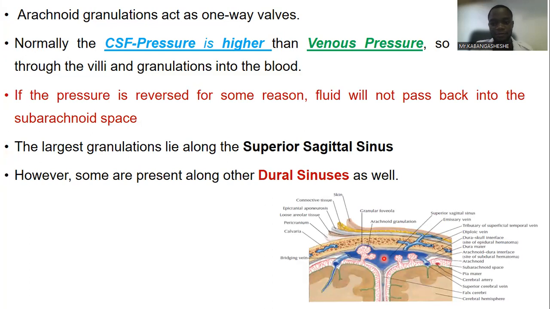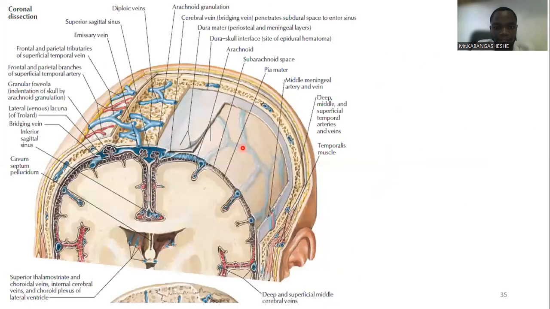But sometimes, there can be some changes, maybe bleeding and so on and so forth, where the pressure is reversed. Now, when the pressure is reversed, still, fluid does not leak back into CSF. So when CSF collects there, it's not possible to flow back, okay, because the granulations act only as one-way channels. There's no way it will go back to the cerebrospinal fluid. So that's about the arachnoid granulation.